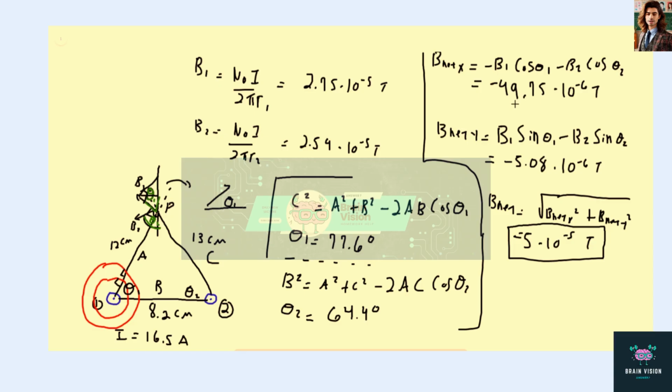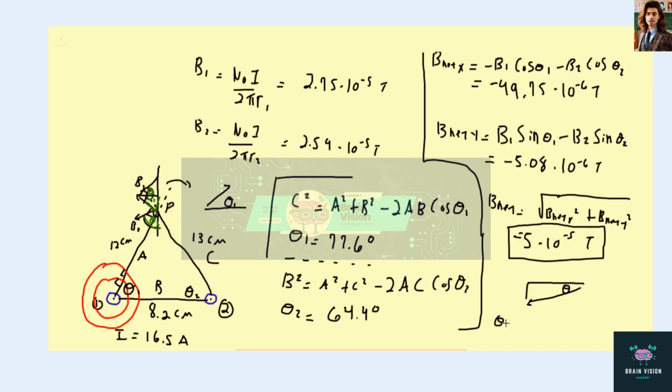So we can see the x component is negative 49.75 times 10 to the minus 6, so we have something like this. And then only minus 5 in the y direction, so maybe something like that. So here is our net field. Here's our y component, here's our x component. So we'll find this angle here to define that.